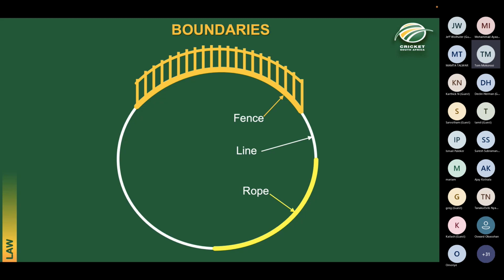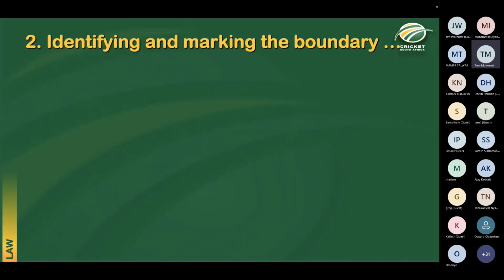Boundary ropes, similar to the line, the inside edge thereof is the boundary. And if you have poles, posts, or flags, then they must be outside the line, but the boundary is still the inside edge of the line. The posts and the flags are merely indicators as to where the boundary is. Okay.